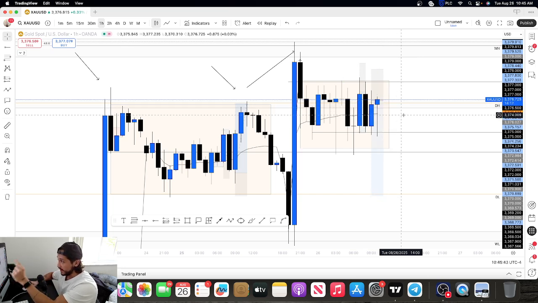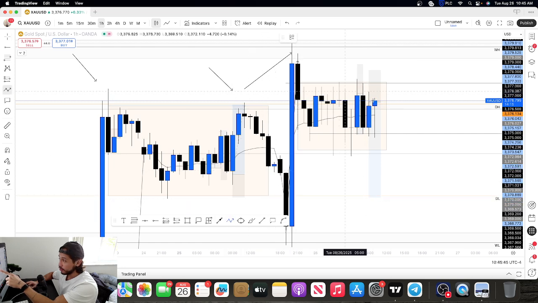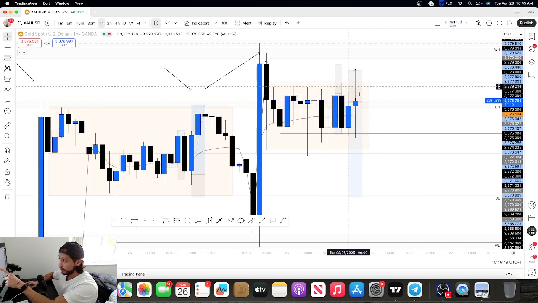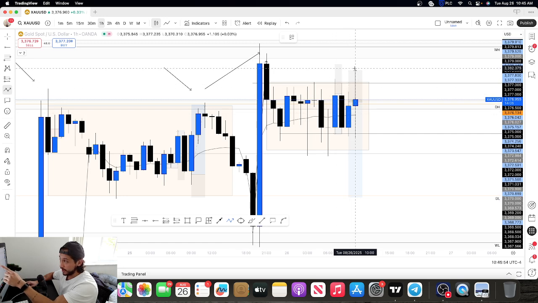Now, if we do see a candle closure above these highs over here, that means that the market is no longer trading inside these ranges. That means that there is a proper breakout. So if there's a breakout towards the upside, there's 2 scenarios.